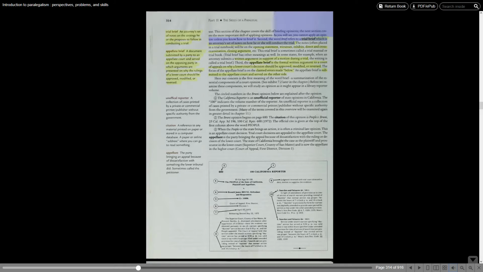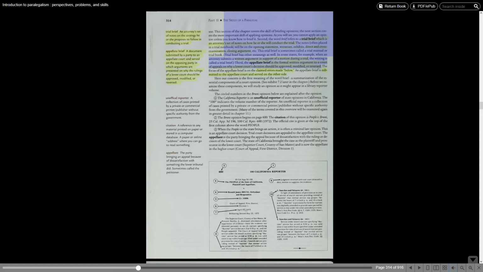Second, the word brief refers to a trial brief, which is an attorney's set of notes on how he or she will conduct the trial. The notes, often placed in a trial notebook, will be on the opening statement, witnesses, exhibits, direct and cross-examination, closing argument, etc. This trial brief is sometimes called a trial manual or trial book. Trial brief has other meanings as well. In some states, for example, when an attorney submits a written argument in support of a motion during a trial, the writing is called a trial brief.